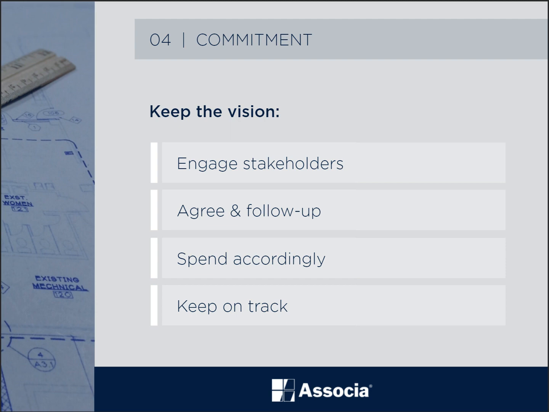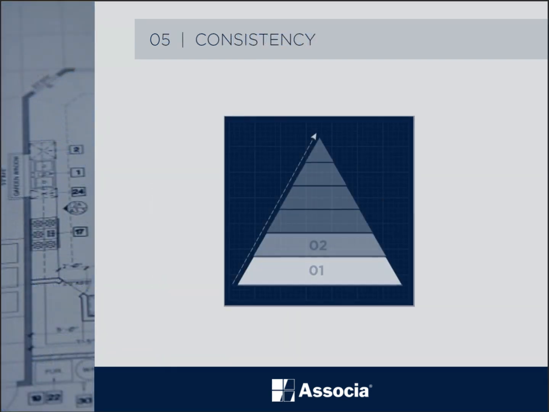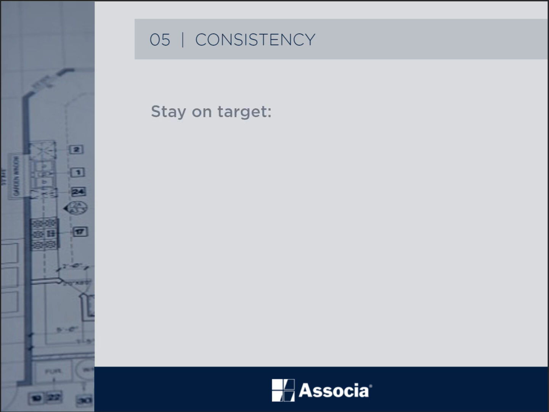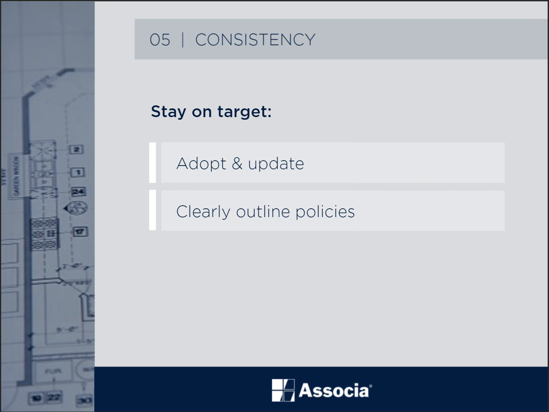Having prepared, planned, communicated, and committed, the second to last step of the blueprint to success is consistency. As part of achieving the plan objectives, adopt new procedures or policies and update older ones to address service gaps and clarify member expectations. Apply and enforce all the association's policies uniformly to avoid any concerns about selective enforcement.